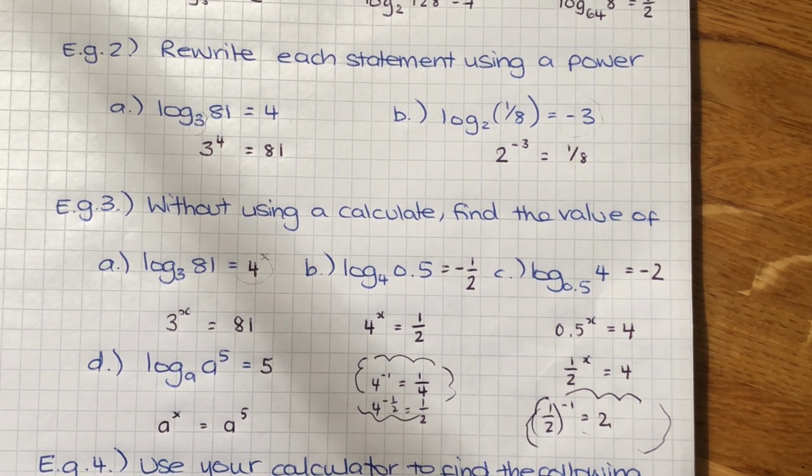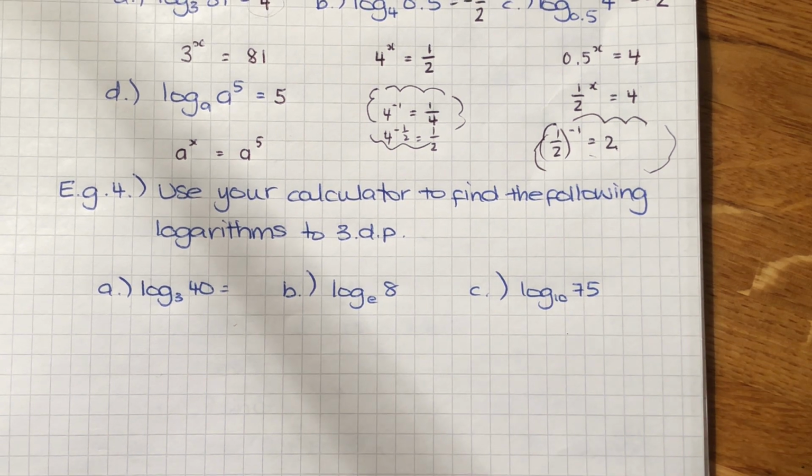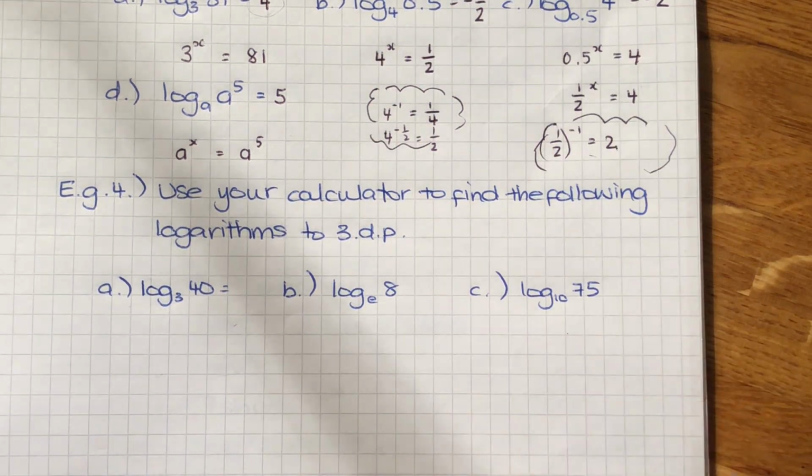And the final one, EG4. Now this one you will need your calculator. I'm going to start off with a normal one, so one that you would have used at GCSE. I will show you for the EG4B how to do it on the scientific one for the A-level.